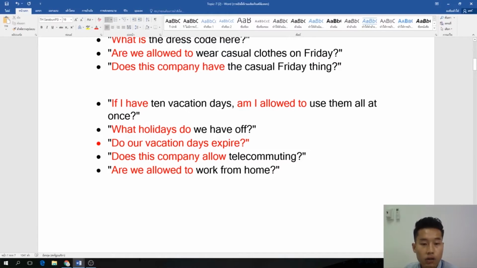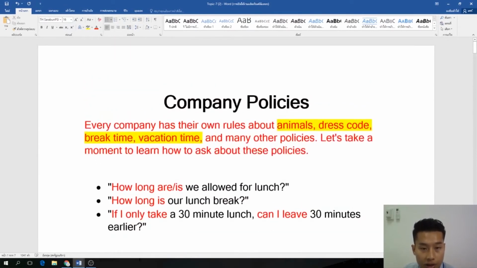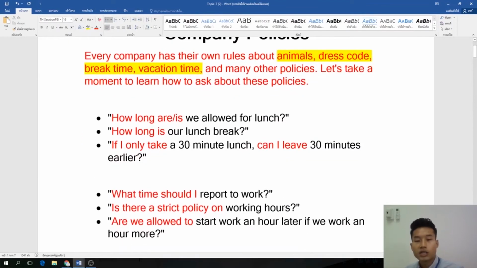And are we allowed to work from home? Are we allowed to work at 7? Are we allowed to work at 6? Are we allowed to go back at 5:30? So all the words are questions about the policy, right? Okay, so right now I'm going to explain the meaning of each sentence, and after that I'm going to give some more exercises for you to make sentences by yourself about the policy.